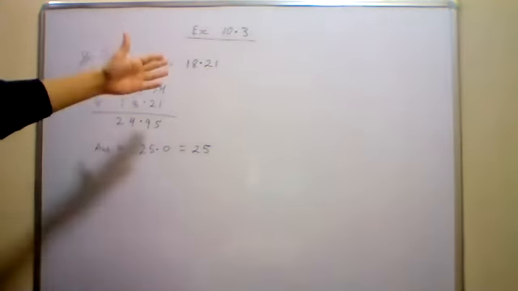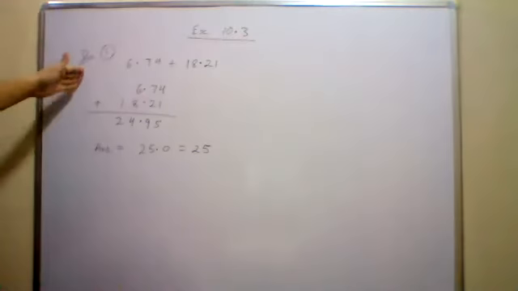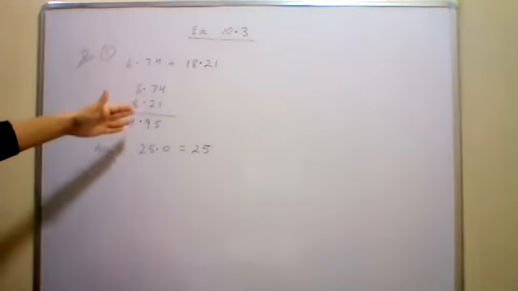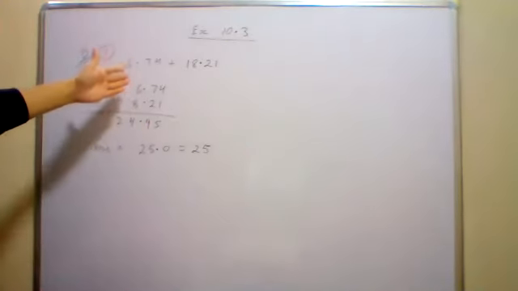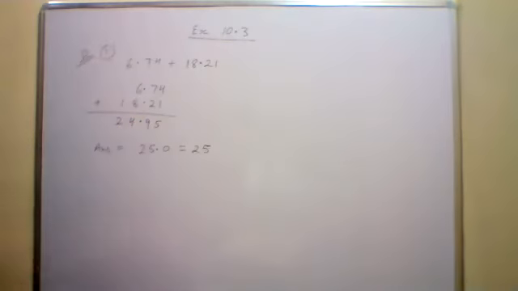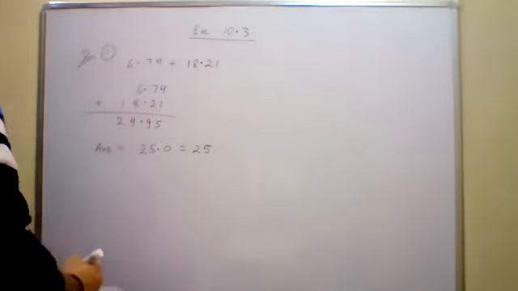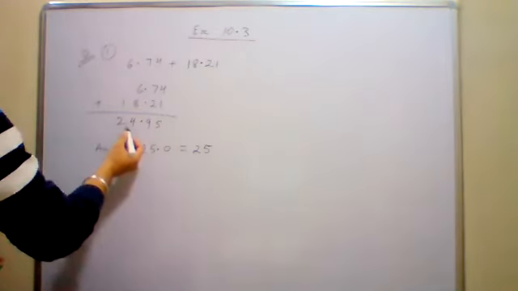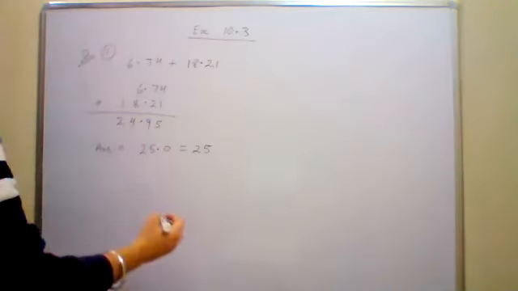This is exercise 10.3 question D, first part. We have to first add the numbers and then round off to one decimal place. Now, someone was asking me how we have done this. How, when we rounded off 24.95, we get 25.